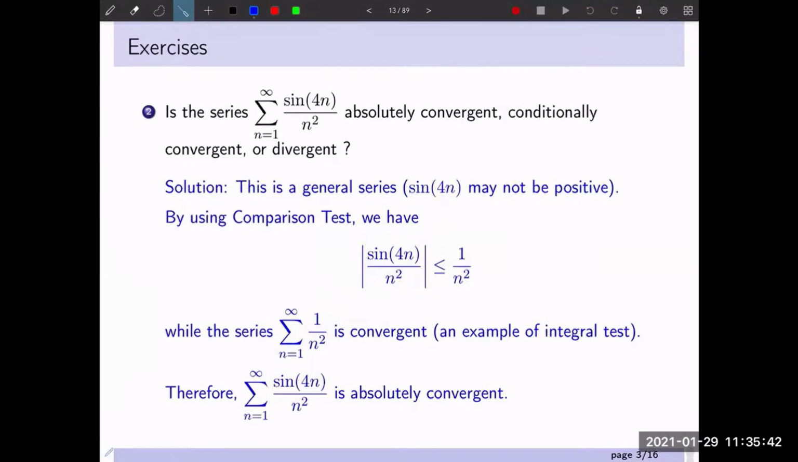So we have used the absolute value convergence, and we also used the comparison test. We removed the sine function because it's smaller than 1. Okay.